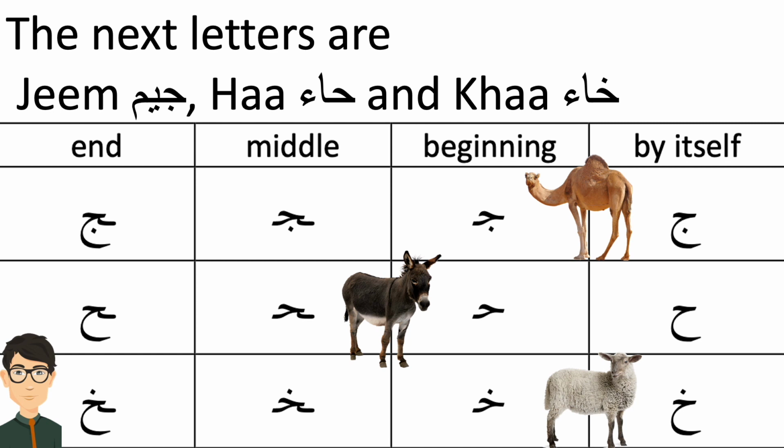In writing, Jim, Ha, and Kha each have the exact same body shape, as you can see, but the only difference is where the dot is located. Jim has a dot inside it in the middle, Ha doesn't have any dots, and Kha has 1 dot on the top. Jim, as in Jamal, in English means camel. Ha, as in Himar, in English means donkey. And Kha, as in Kharuf, which is in English sheep.